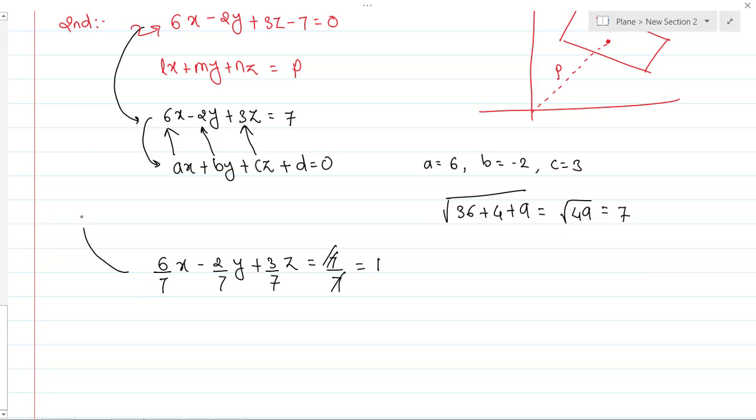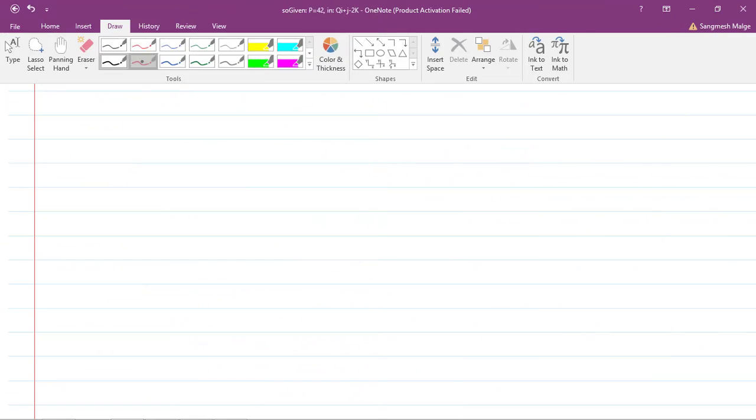Now if you compare this equation with the standard normal form of the plane, you will understand that 6 by 7 is the first direction cosine, minus 2 by 7 is the second, and 3 by 7 is the third one. So this value simply becomes the p, which is the perpendicular distance of the plane from the origin. That's great. So you can solve this type of question in any way, either the vector approach or the Cartesian form approach. Good. Now let's see the third question.